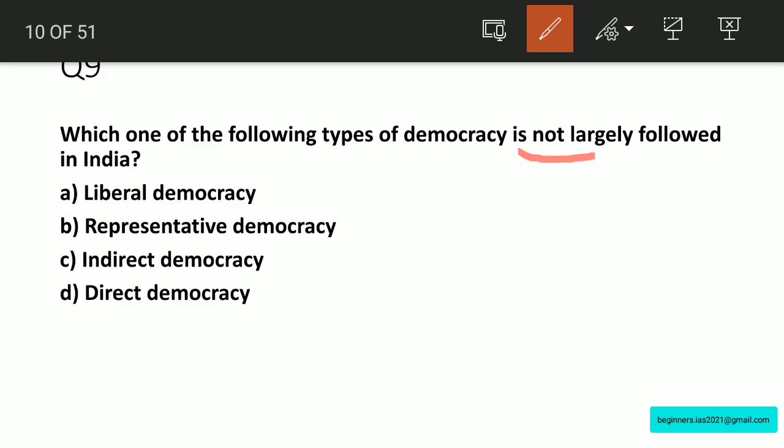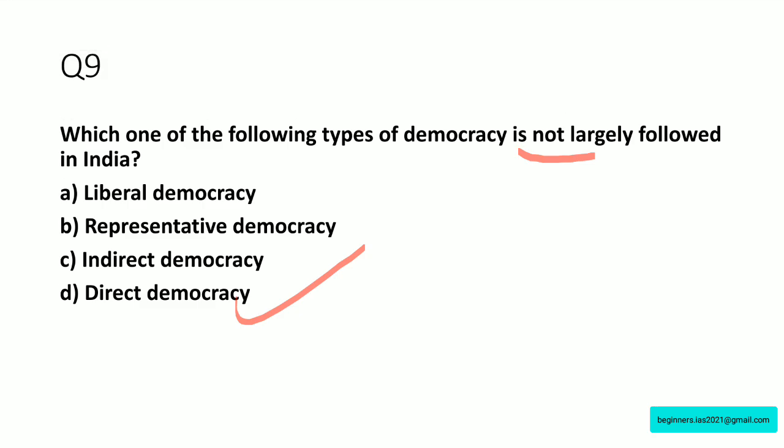Based on our discussion, liberal and representative democracy were followed. So we have to identify the one not followed in India. Here A is following, B is also following, we are following indirect democracy. Therefore, we are not following direct democracy. Therefore, the answer for question number 9 is D. Direct democracy is the answer for this question.